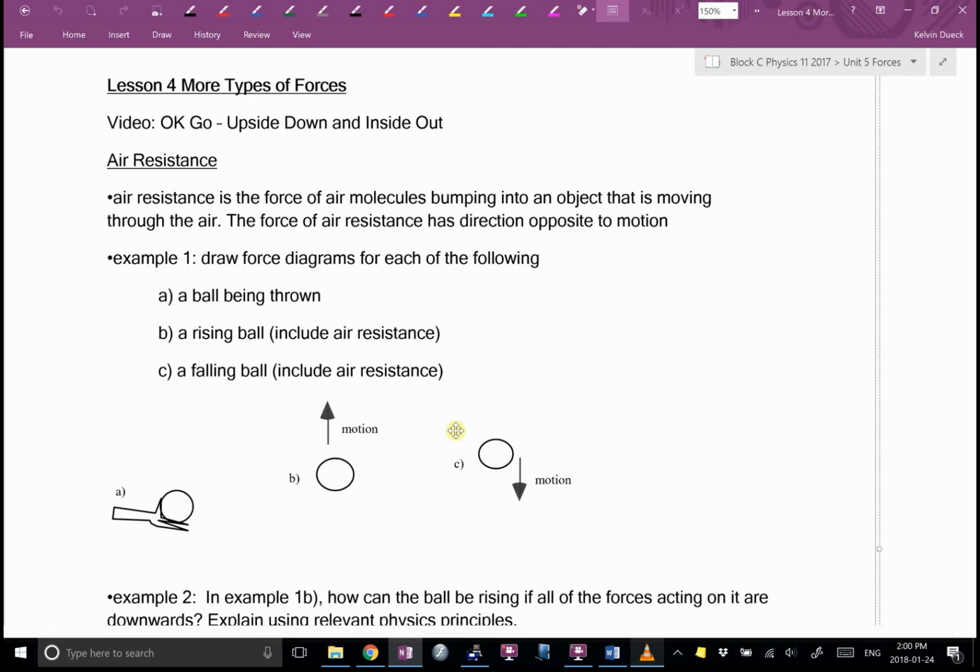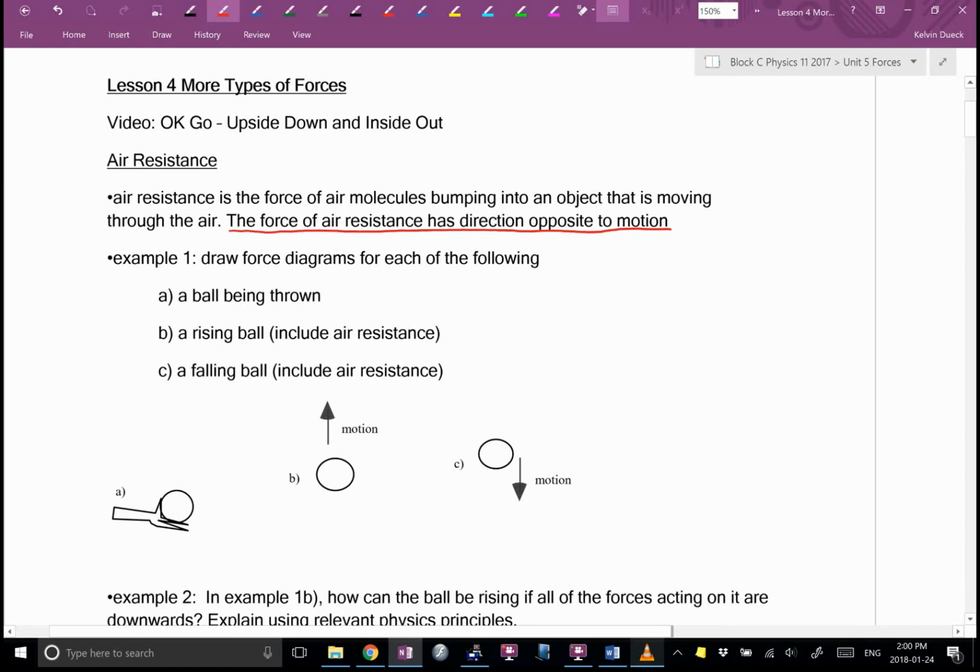So we just watched a video of no normal force. Pretty cool. Another force we want to talk about is air resistance. Air resistance is the force of air molecules bumping into an object that's moving through the air. And here is the key that you want to underline. The force of air resistance always has a direction opposite to the motion of the object.